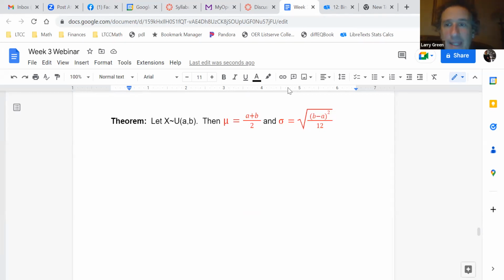Okay, and that is something very important. And there's a big theorem. And that is if x is uniformly distributed between A and B, then what's this thing mean again?